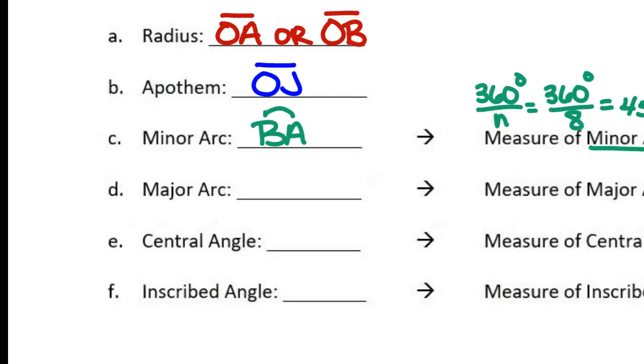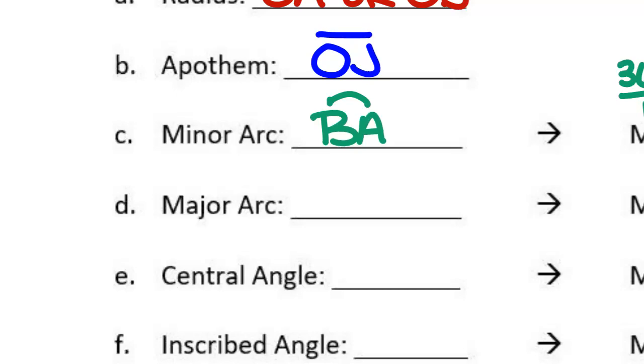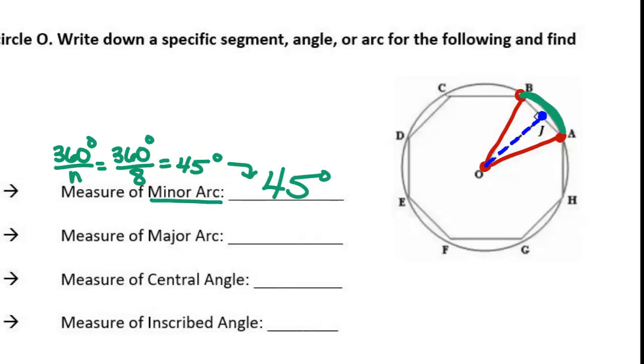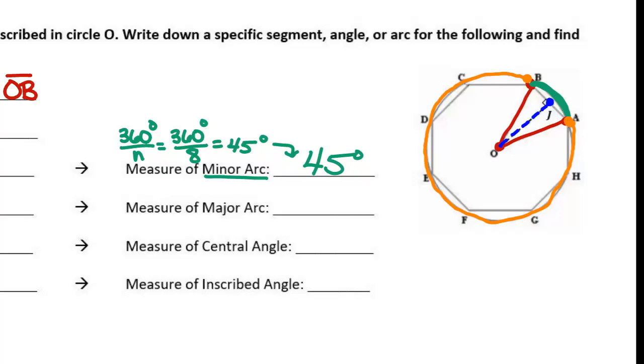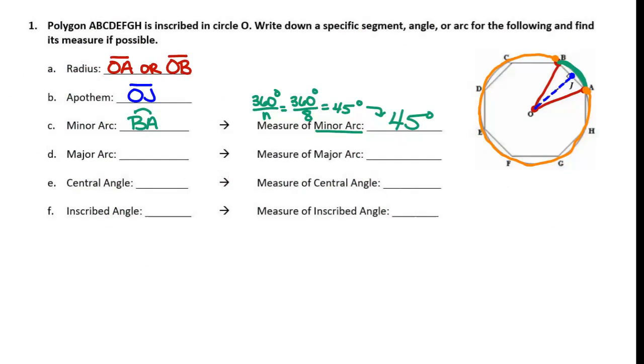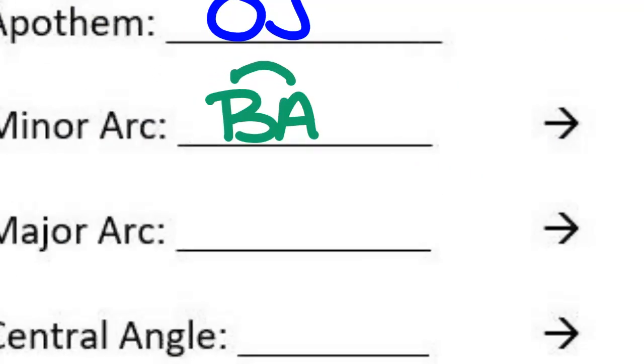A major arc is an arc that is more than 180 degrees. The major arc that I want to look at on this figure goes from B, travels this direction around the circle and goes all the way around until we get to point A over here. So I could call that arc BCA, arc BDA, arc BEA.